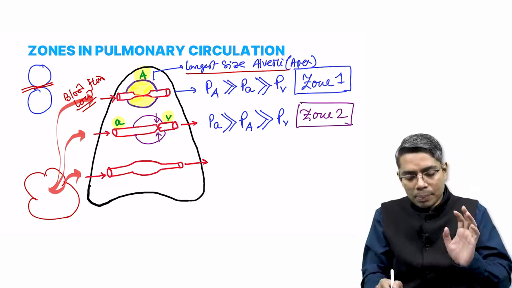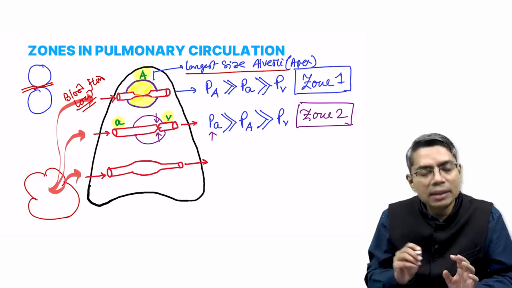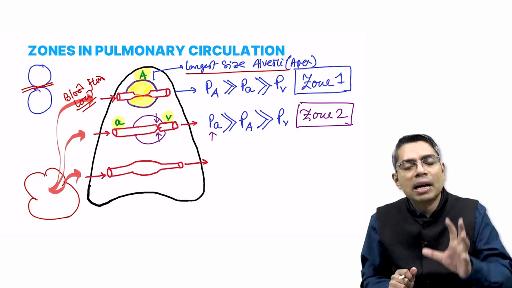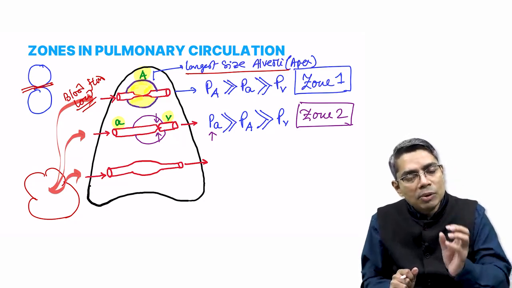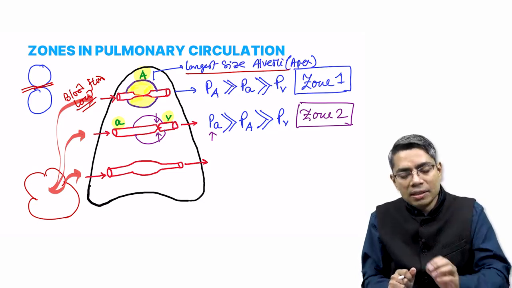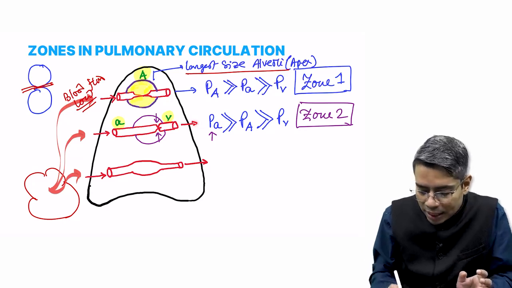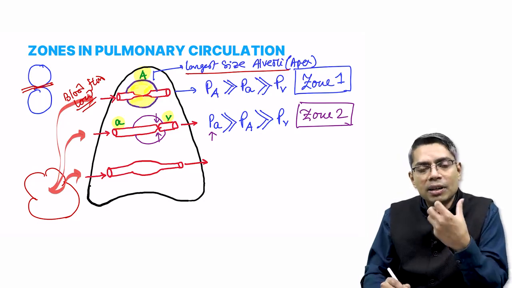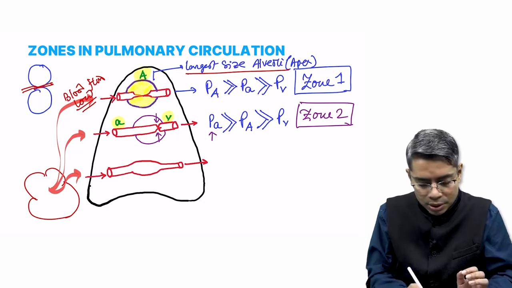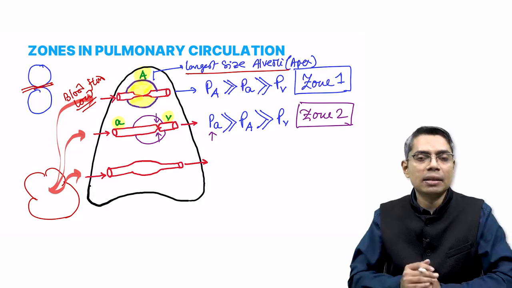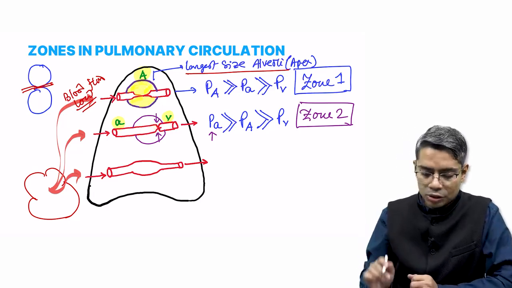Zone 2 means the pulmonary arterial pressure is more than the pulmonary alveolar pressure, so it can overcome the alveolar pressure, but alveolar pressure is greater than venous pressure. So blood flow can happen only during systole, when the heart is pumping blood, but not during diastole, because during diastole the arterial pressure will be lesser than the alveolar pressure. Got it? So, this is zone 2.